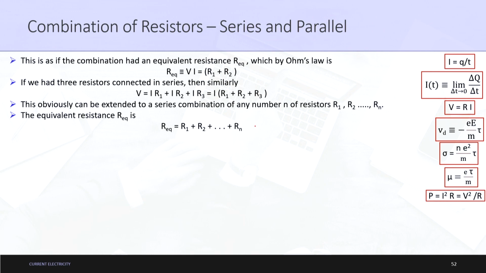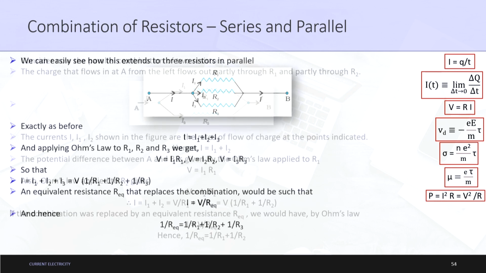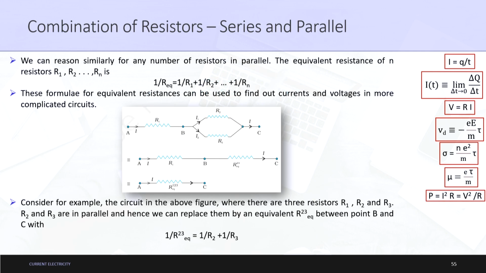Okay, so then next was combination of resistors, series and parallel. In this, R equivalent is equal to R1 plus R2 plus dot dot till Rn for series, and similarly 1 by R equivalent is equal to 1 by R1 plus 1 by R2 dot dot till 1 by Rn for parallel.